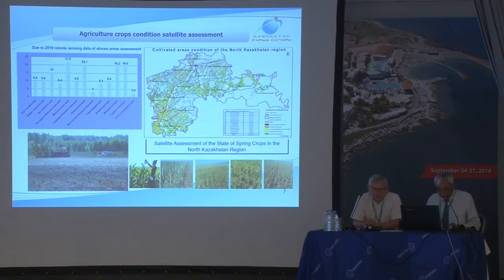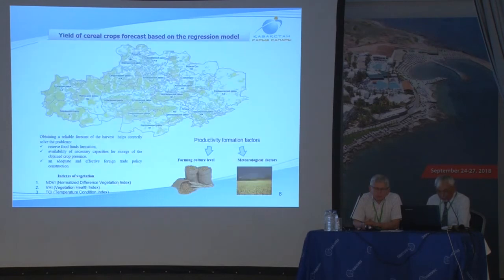Next is the satellite assessment of cultivated areas in regions. This is some of the crops of Kazakhstan that we have done for this year. To the left is what you can see for different regions. Also, we are analyzing the levels of yields based on the regression model. So these indices can be seen at the bottom.